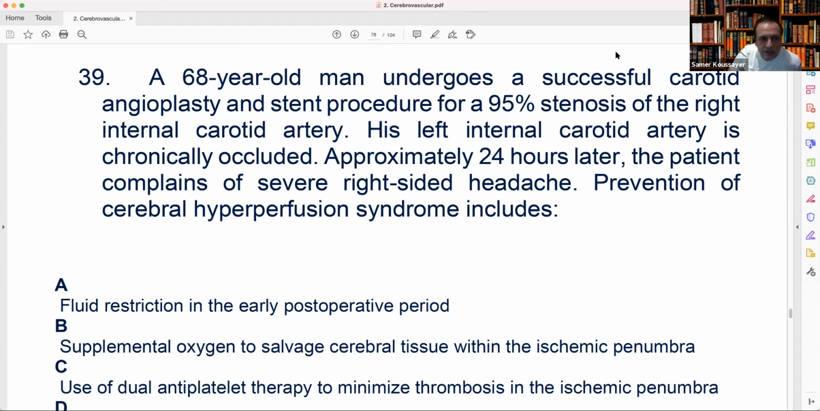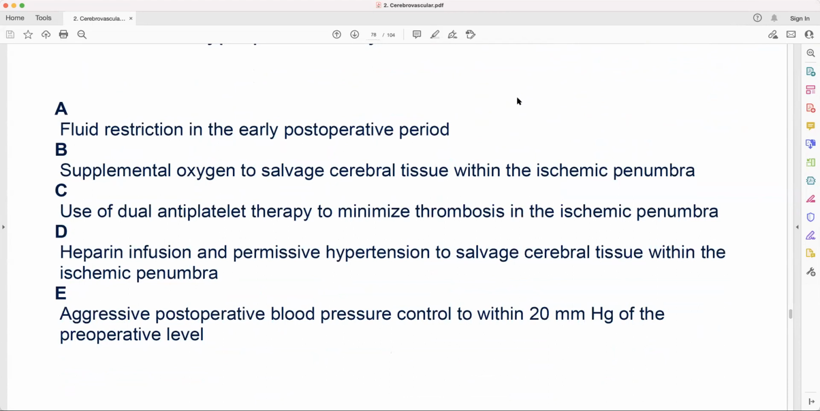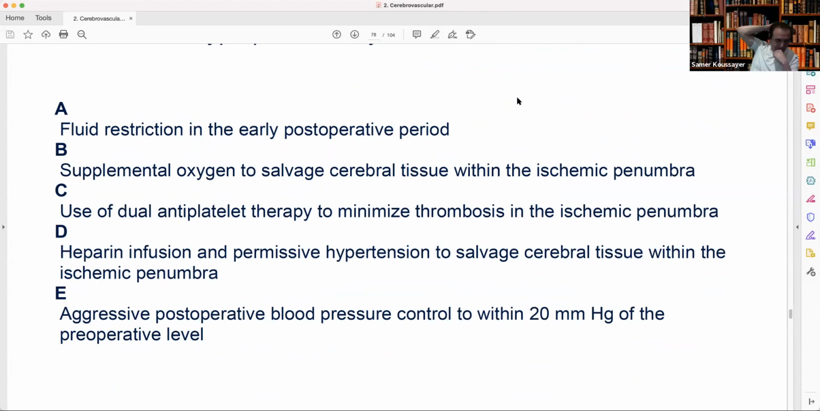Okay, so let's talk about that. Let's see what the options are. Fluid restriction in the early postoperative period. I don't think it will help much. You have a serious issue here, you know. I don't think this will help.